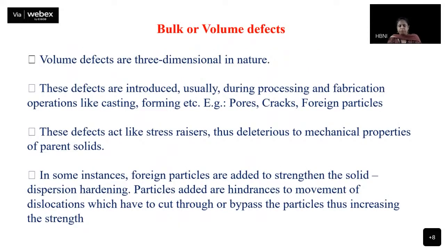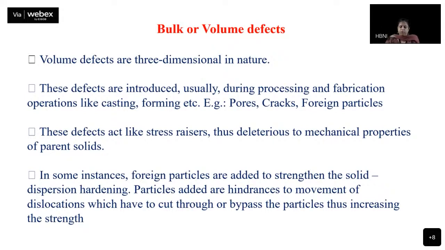Okay. And the bulk or the volume defects, they are three-dimensional defects. And these defects generally occur majorly during the processing and fabrication operation. And they are like pores in your material, cracks in your material, foreign particles, impurities. All of them will actually be present inside your material. And because they occupy a certain volume, they are called volume defects or 3D defects. Because of them also, the properties are altered.